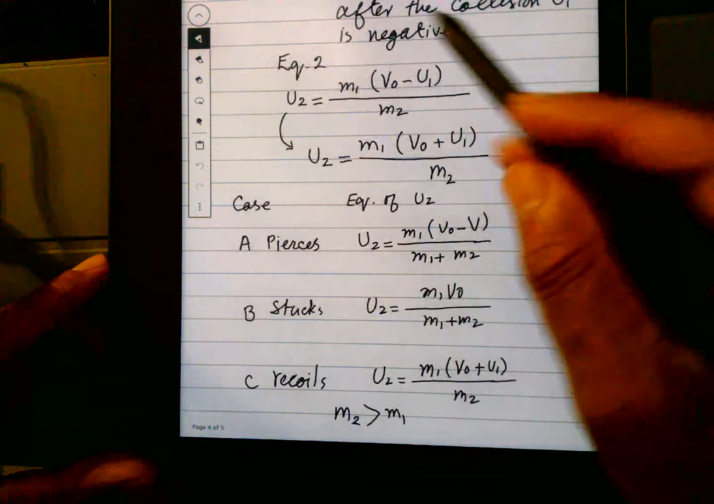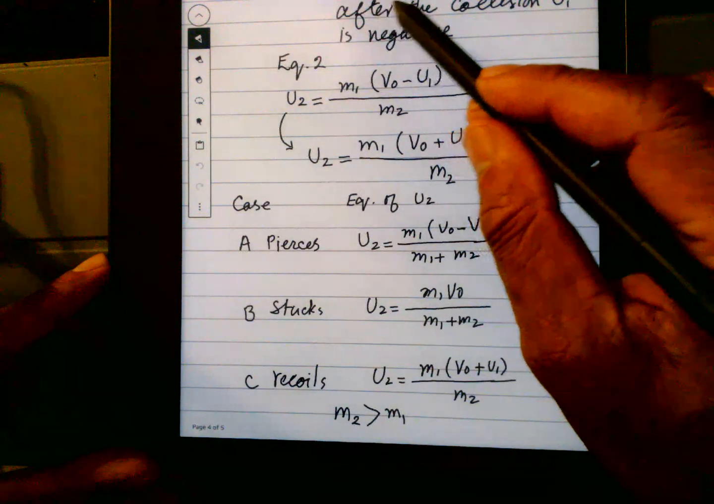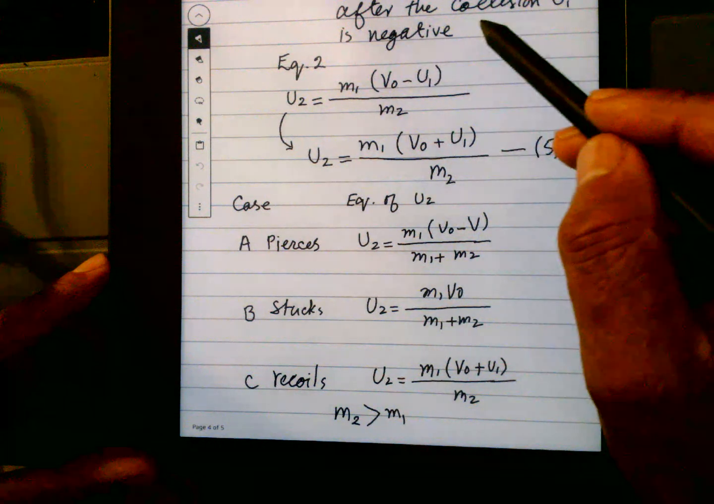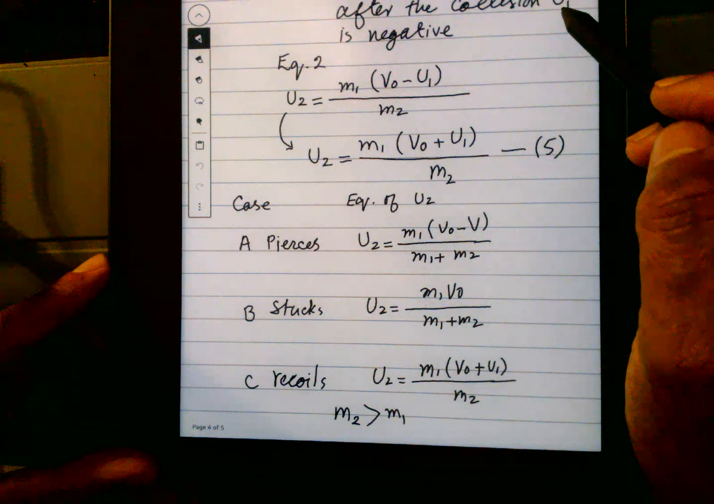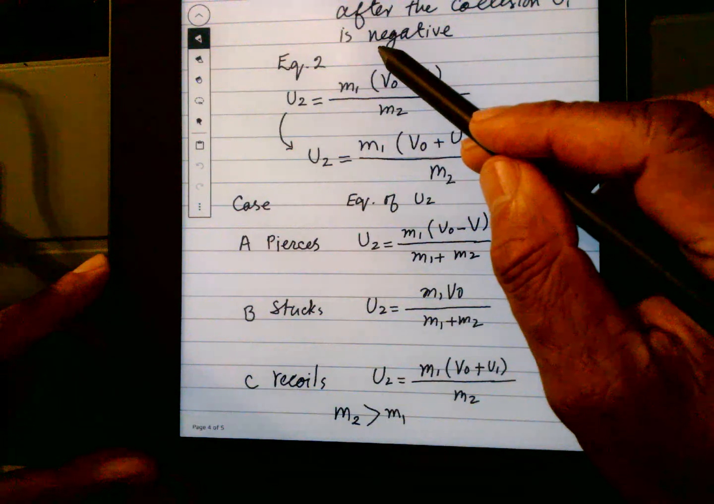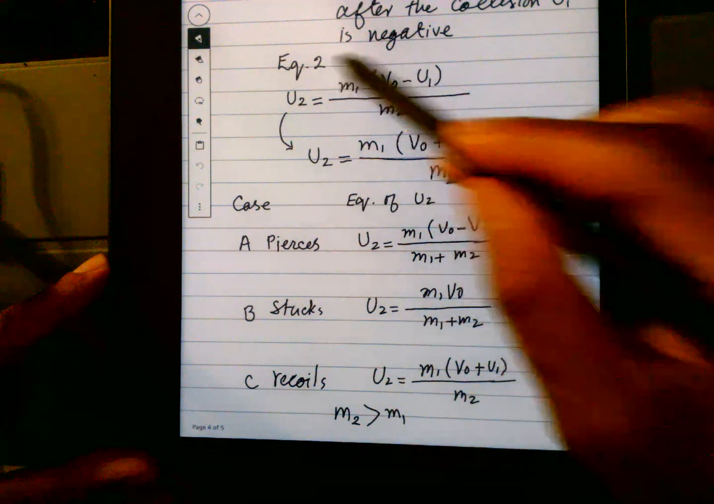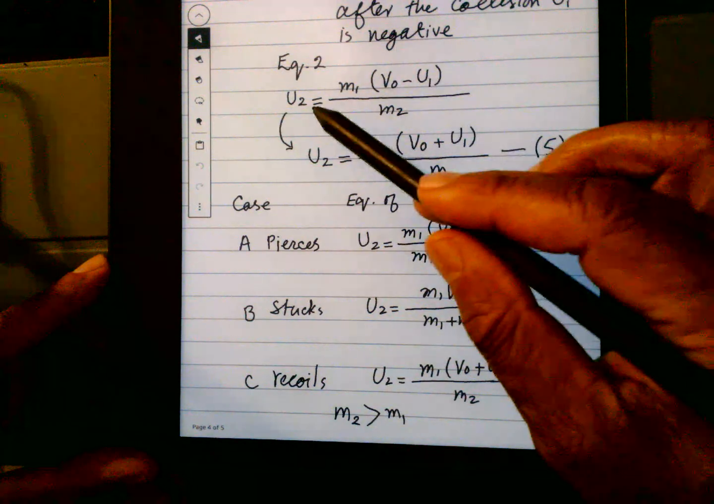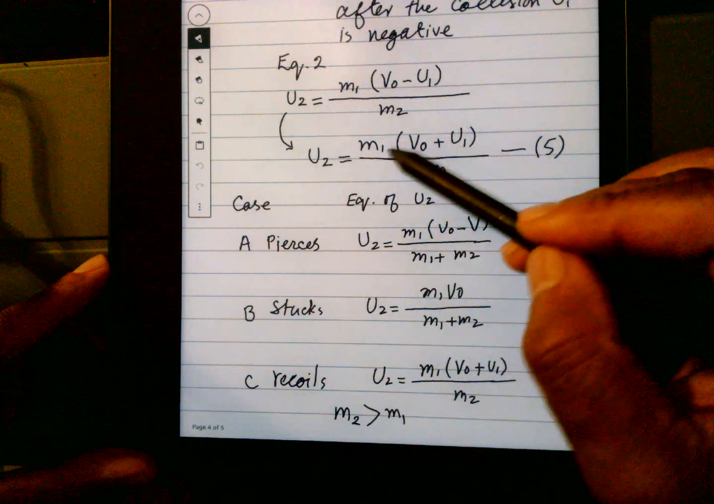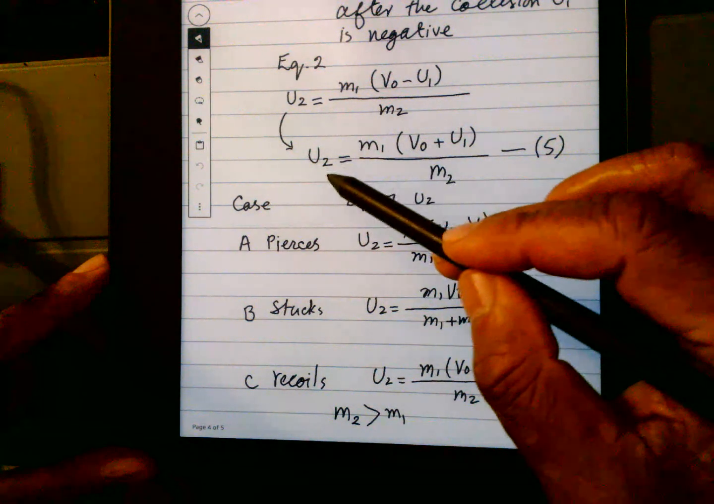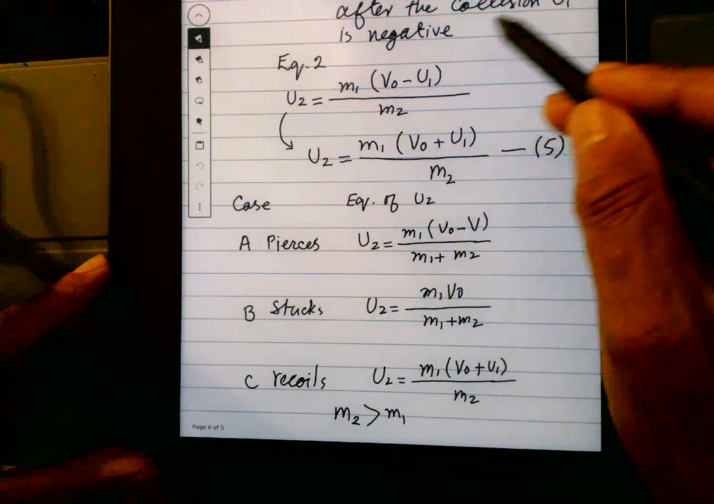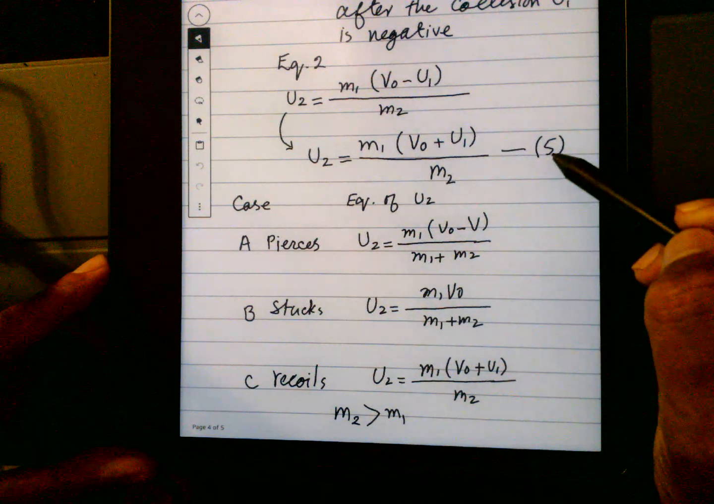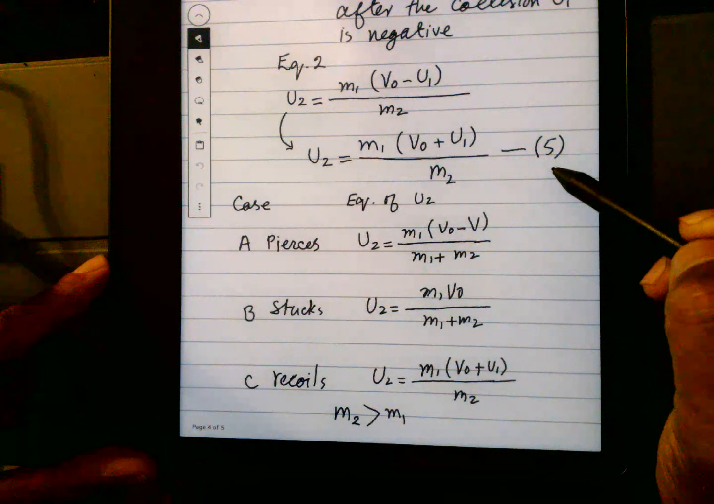Now the next case, case C: the bullet recoils. The velocity it acquires after the recoil, u1, is negative. If it is negative, then in equation number 2 you put this in, and u2 with negative, negative becoming positive gives equation number 5.